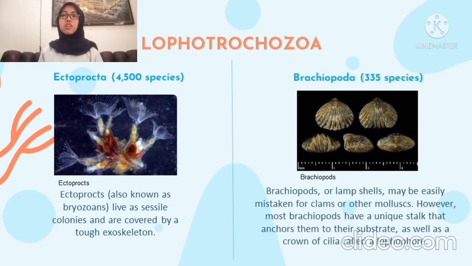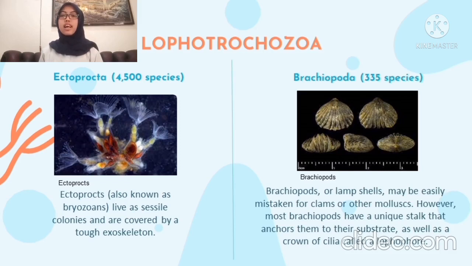Still on the Lophotrochozoa section, we have Ectoprocta and Brachiopoda. Ectoprocta includes 4,500 species. Ectoprocts, also known as bryozoans, live as sessile colonies and are covered by a soft exoskeleton. Brachiopoda includes 335 species. Brachiopods, or lamp shells, may be easily mistaken for clams or other mollusks.